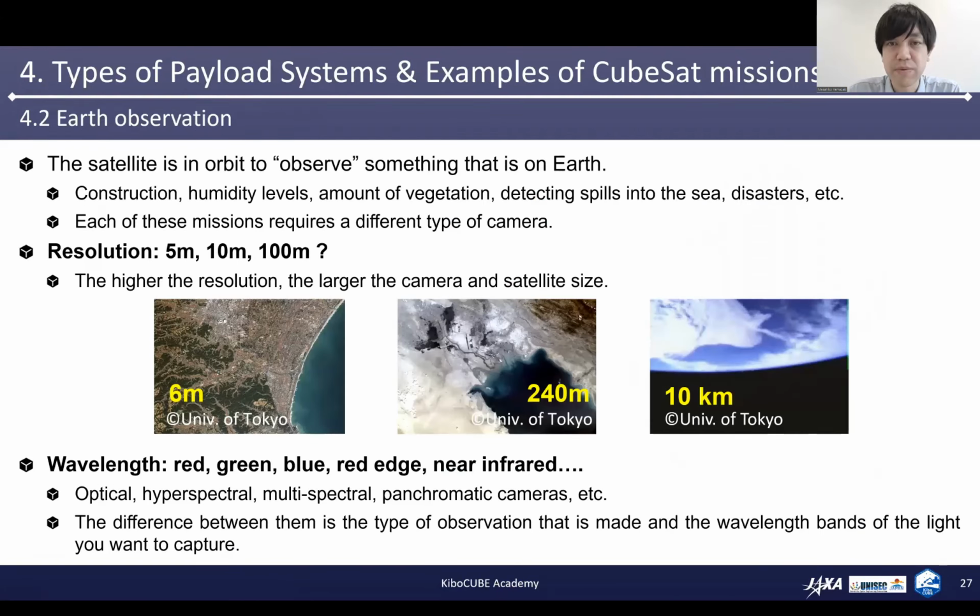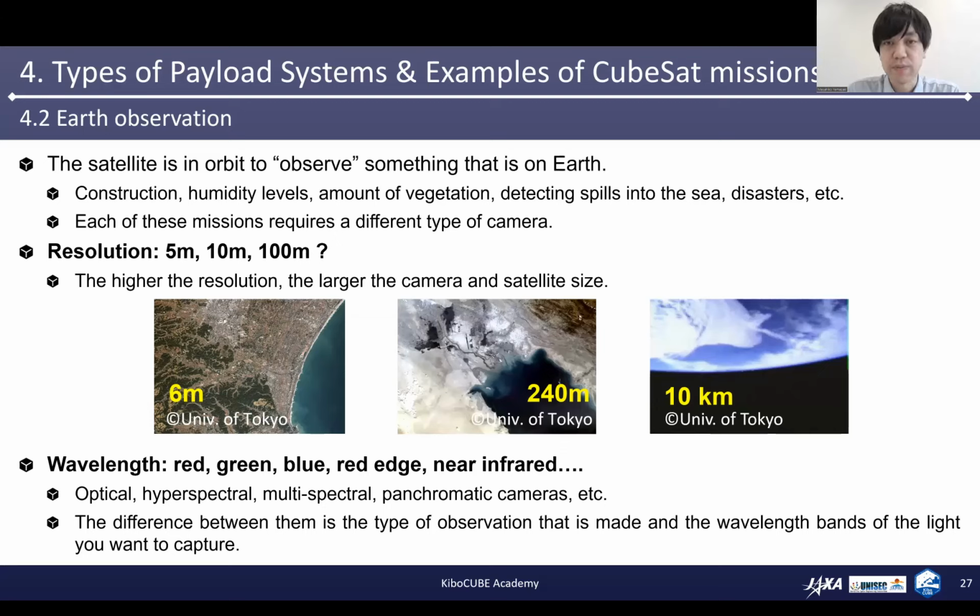The first example is Earth observation. The satellite is in orbit to observe something that is on Earth. For examples, construction, humidity levels, amount of vegetation, detecting spills into the sea, disasters, etc. Each of these missions requires a different type of camera, specified by resolution and wavelengths.